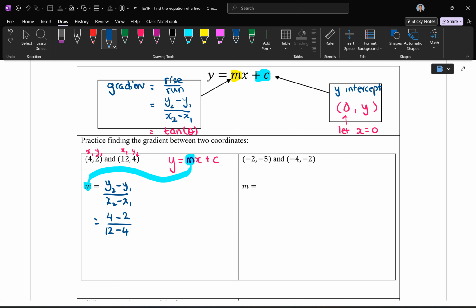And again, just repeating, why is this x2 and y2? I just happen to pick it. It could have been the other way. It could have been x2, y2, x1, y1, it doesn't matter. The answer is going to be the same.